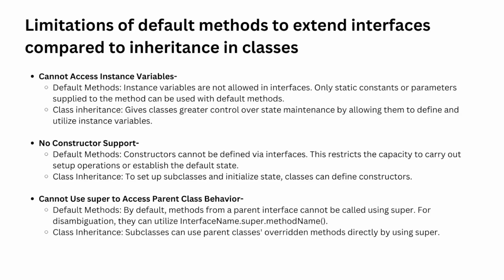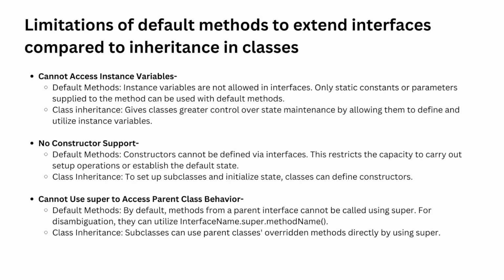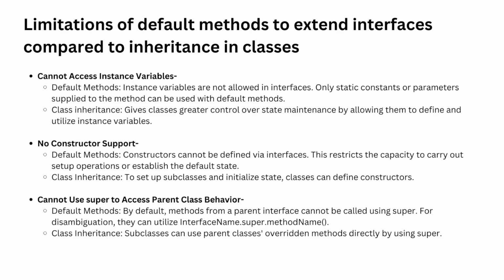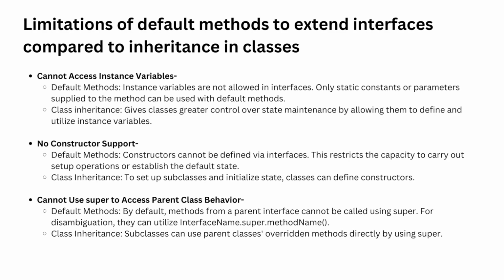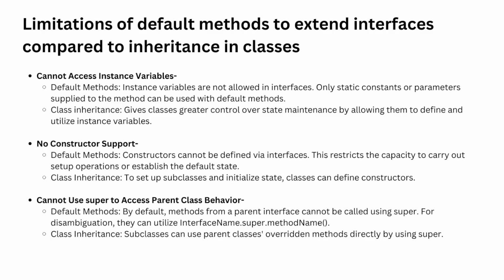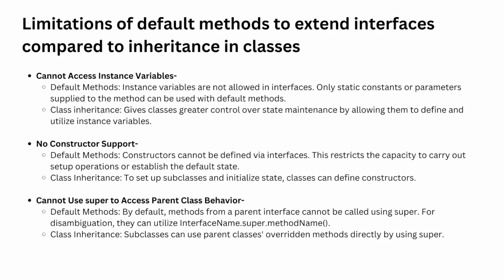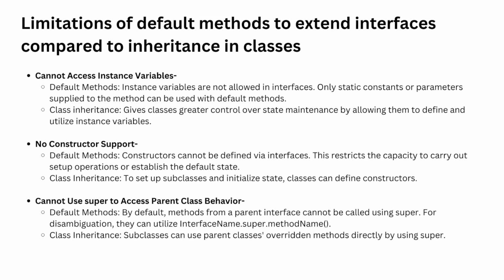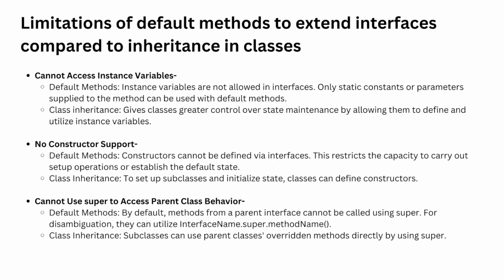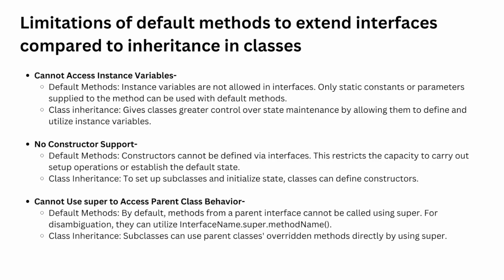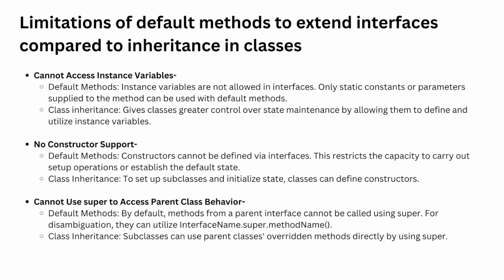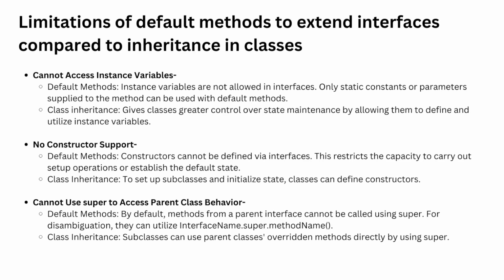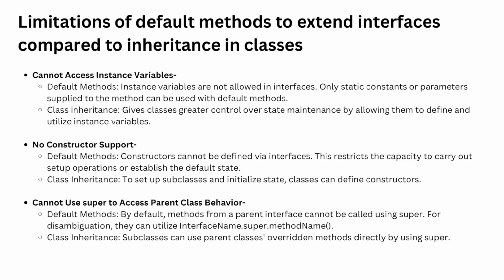Now second is that you don't have any constructor support, so interfaces cannot define constructors. This limits the ability to initialize default state or perform setup tasks. But in class inheritance, classes can define constructors to initialize state and perform setup for subclasses. Now third is that you cannot use super to access parent class behavior. Default methods cannot use super to call methods from a parent interface. However, they can use interface name.super.method name for disambiguation. Now in class inheritance, subclasses can use super to directly call overridden methods in parent classes.